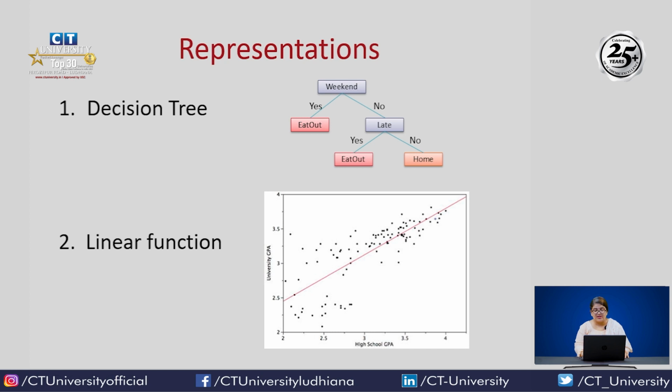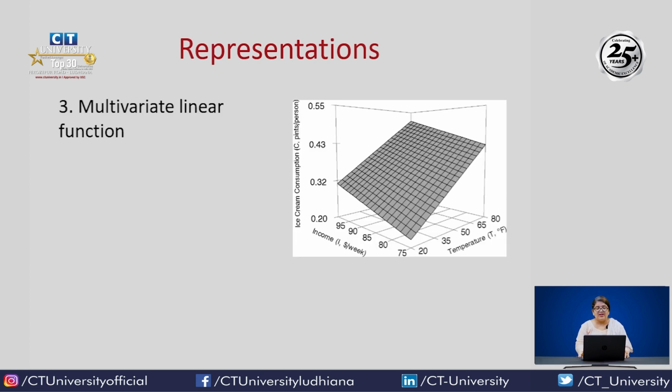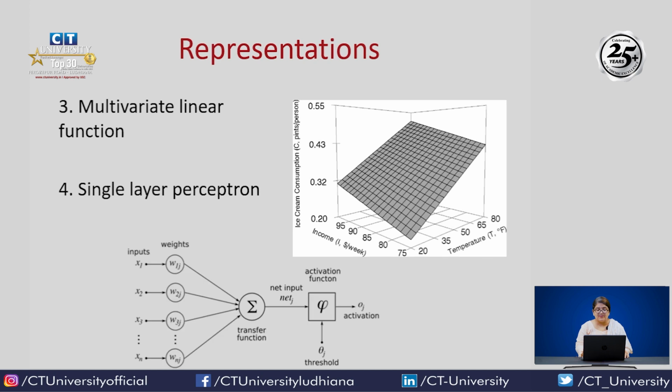Similarly, linear functions are also there: the higher the school GPA, the higher the possibility of a higher university GPA. If some student is failing in school, the probability is that maybe he will fail in the university also. So this is the multivariate linear representation, then the single layer perceptron, and this is the way we get the single layer perceptron.